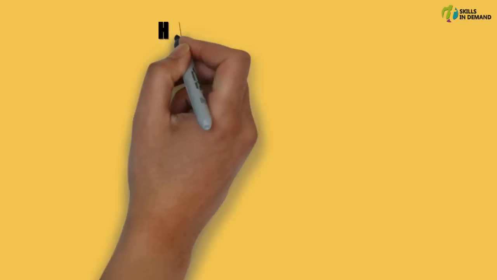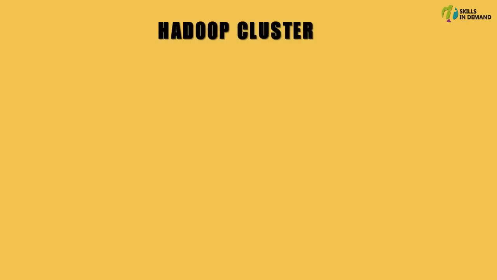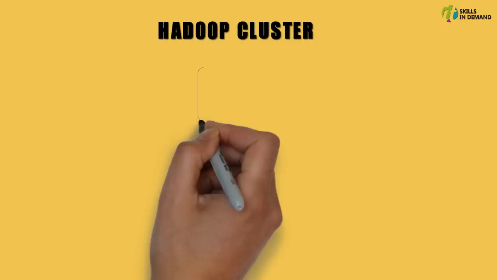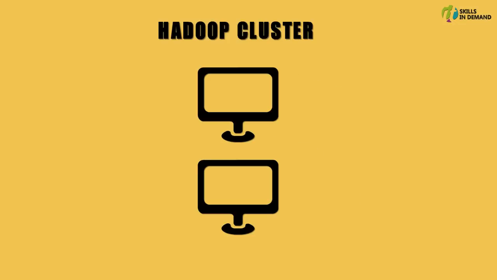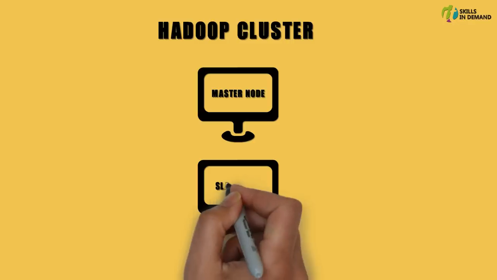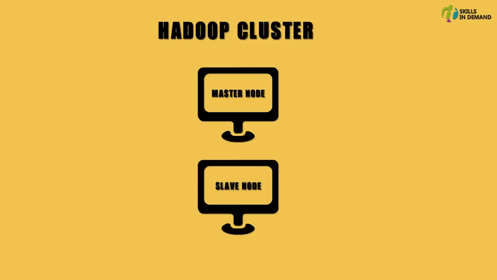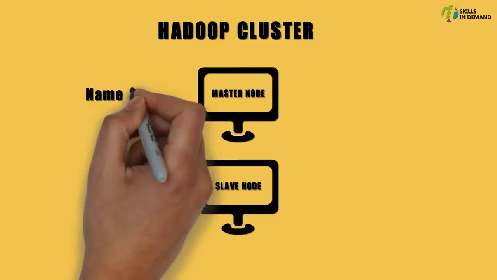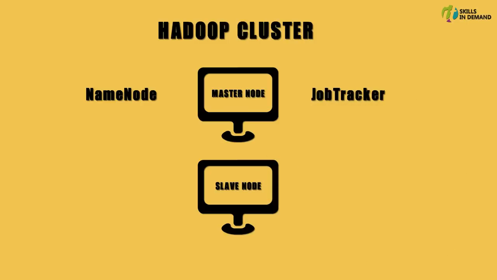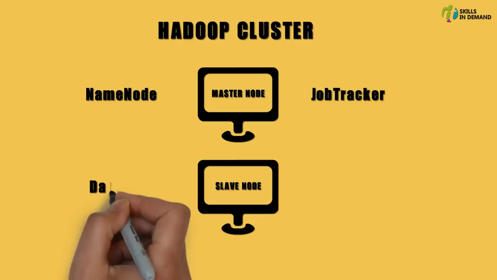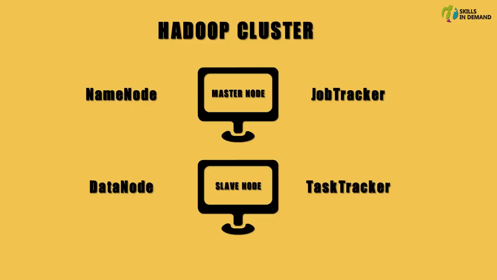Now let us try to understand what actually makes up a Hadoop cluster. A Hadoop cluster is made up of two nodes. The first one is the master node and the second one is the slave node. The master node is responsible for running the name node and the job tracker daemons. For your information, node is a technical term used to describe a machine or a computer that is present within a cluster. And daemon is a technical term used to describe a background process that is running on a Linux machine. The slave node, on the other hand, is responsible for running the data node and the task tracker daemons.